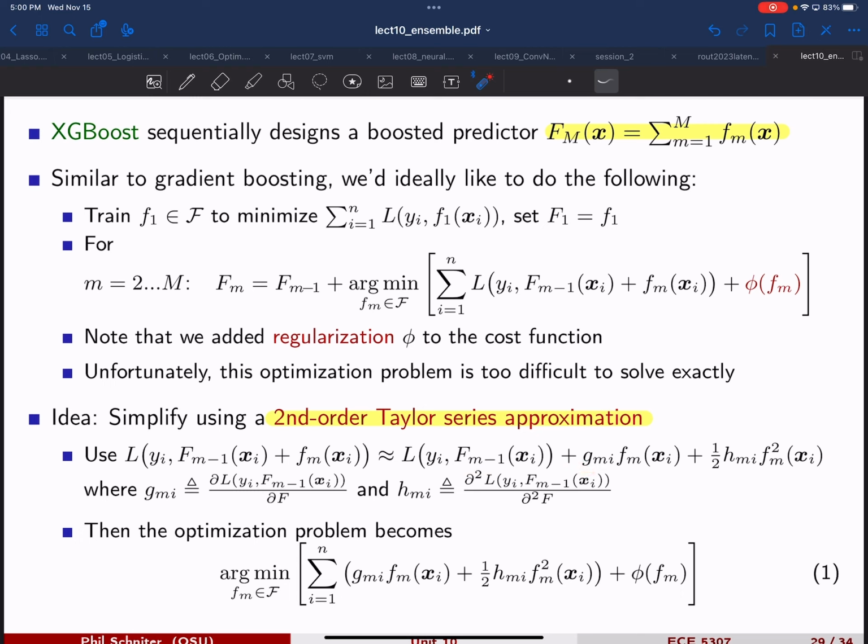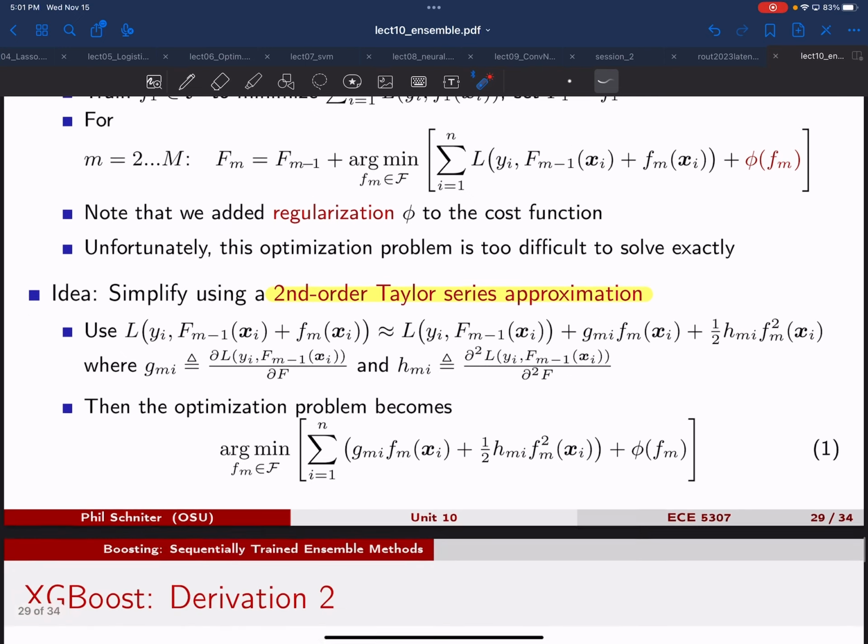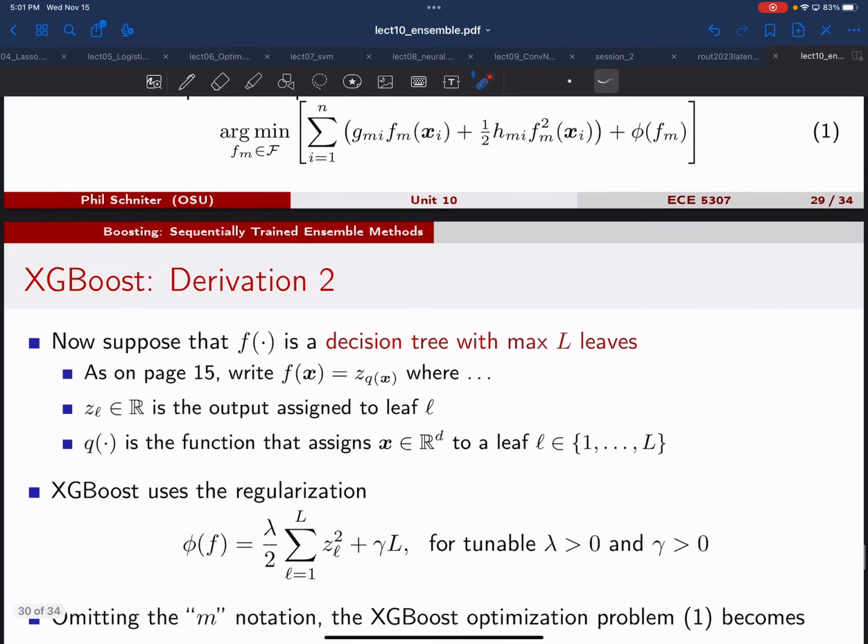Okay, so that gives us, this is essentially our cost function. We want to optimize this over fm. So we see fm appears here in the square, and it appears inside the regularization. Okay, so is everybody with me so far? Again, I know a lot of stuff here. Okay, so that's our objective.